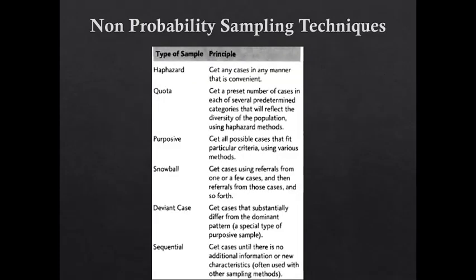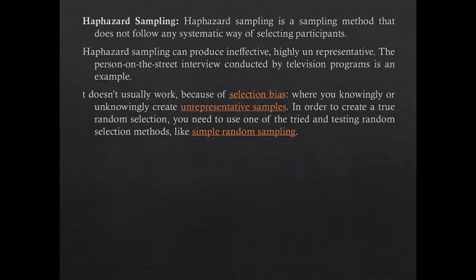So we have these types of non-probability sampling: haphazard, quota, purposive, snowball, deviant case, and sequential. Now, one by one, we will talk about these sampling techniques.